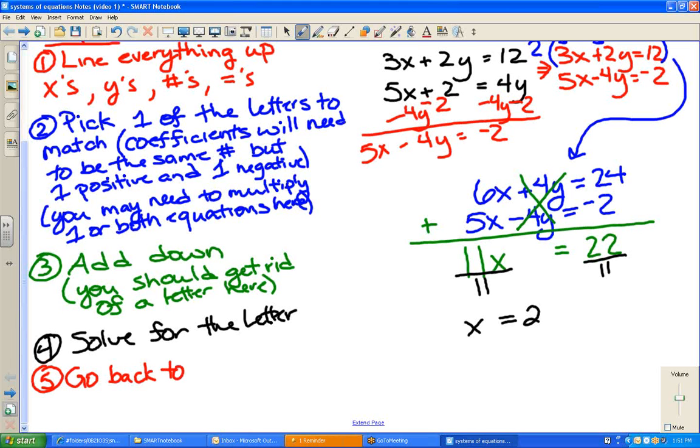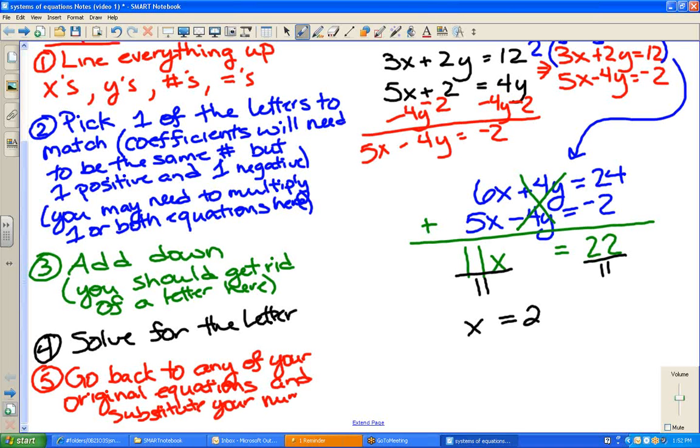Step 5: go back to any of your original equations and substitute your number into that letter. Again, this is one of those things that you got lots of choices of where you want to go, but I'm just going to take the first one.